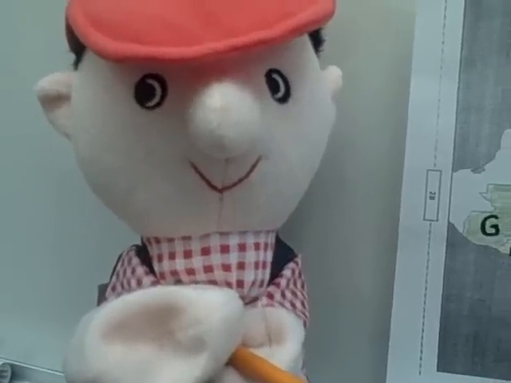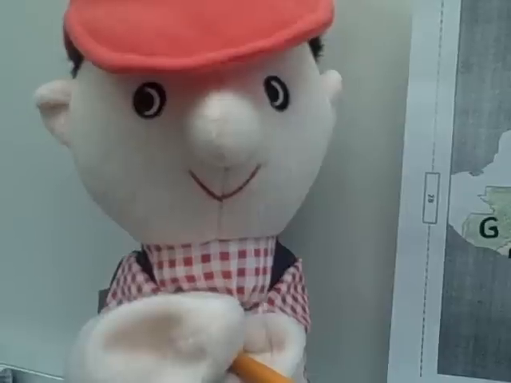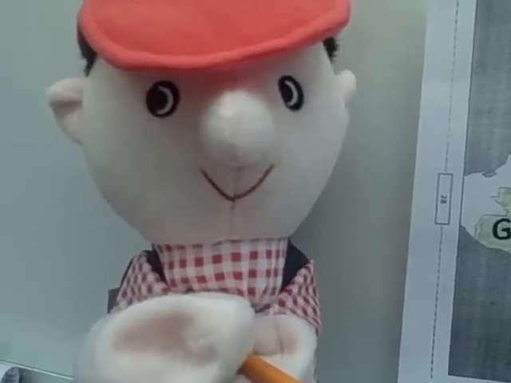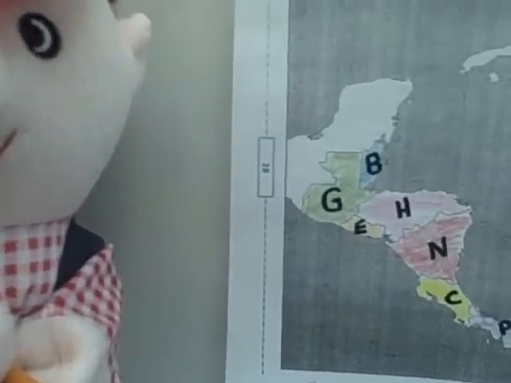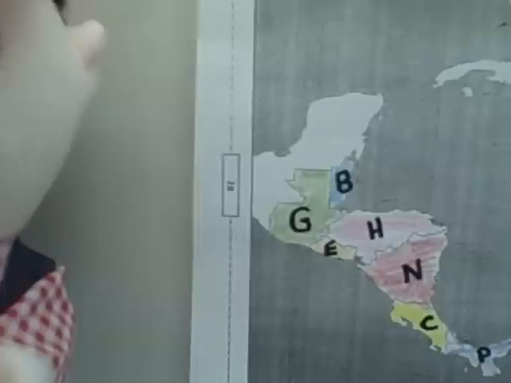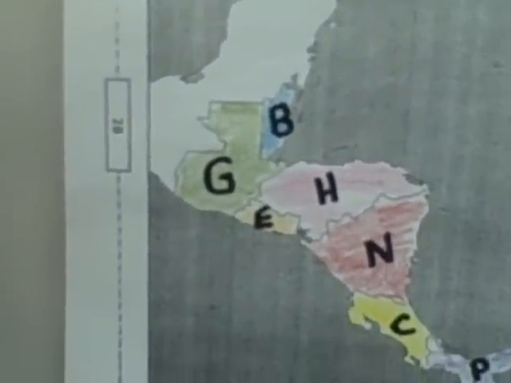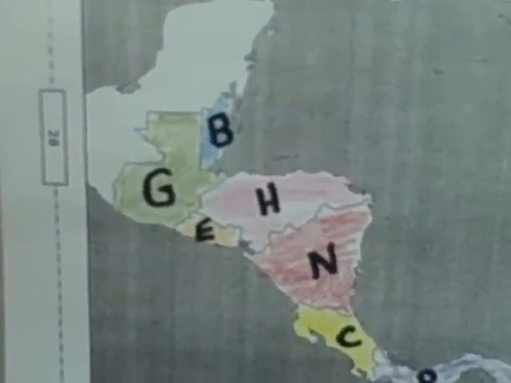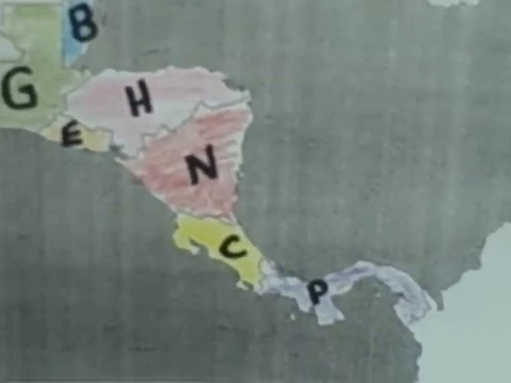Hola amigos, today we are going to learn the mainland countries in Central America, and we are going to learn them to the tune of the ABCs. The countries in Central America's mainland include Guatemala, Belize, El Salvador, Honduras, Nicaragua, Costa Rica, and Panama.